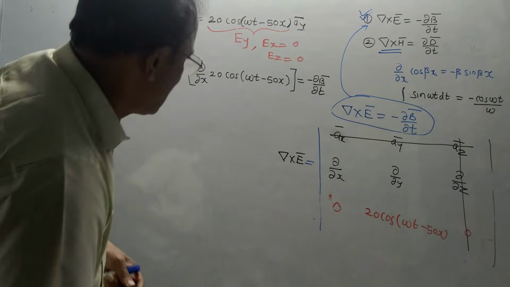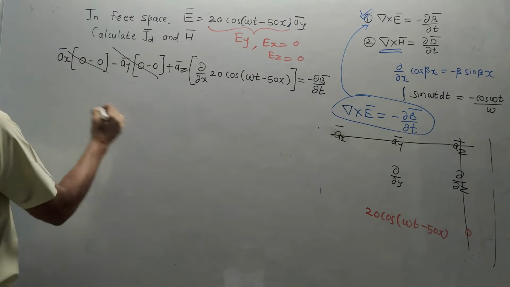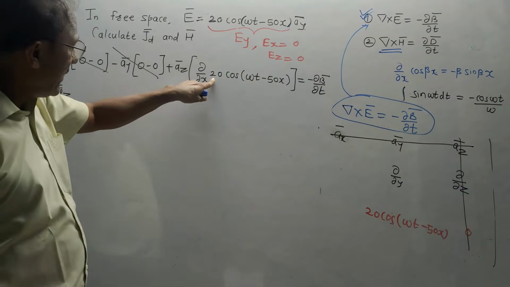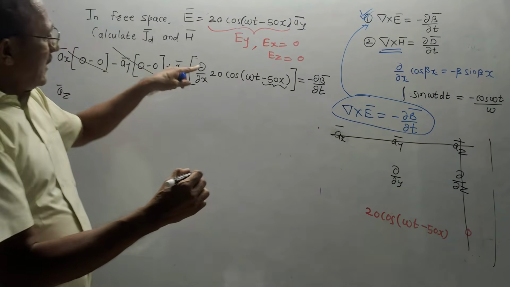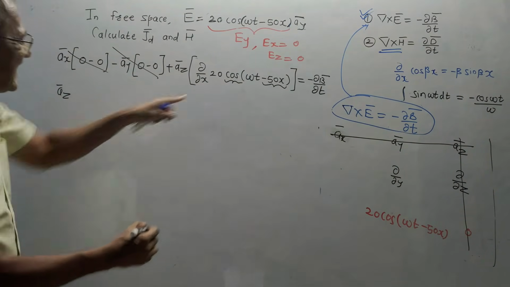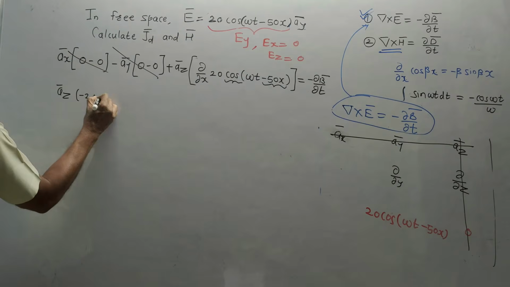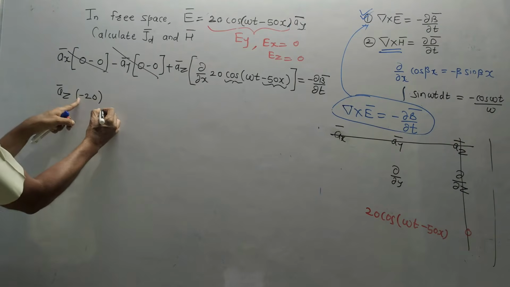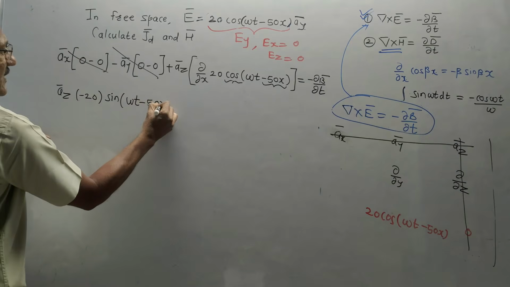Now I need to simplify this equation. The first terms are 0, so I am not considering them. This AZ bar remains as it is. We have to take the derivative. 20 is constant. The derivative is with respect to x, so consider this part only. Now we have to take the derivative of the cos term. The derivative of cos is minus sine. So I will write AZ bar, then minus 20, because the derivative of cos is minus sine, and I have considered this minus sign over here. Sine of (omega t minus 50x).